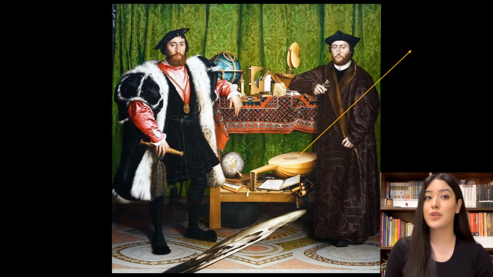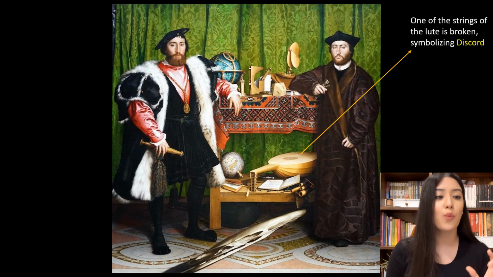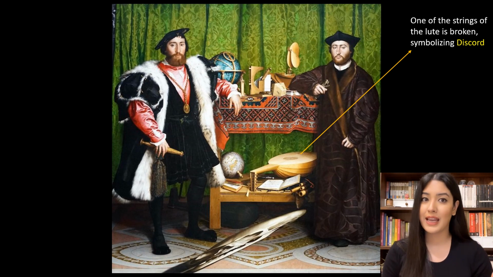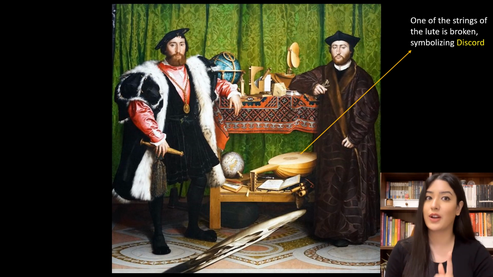Okay, so now we'll focus on that musical instrument, okay? And the name of the instrument is a lute. So one of the strings, if you observe closely, one of the strings of the lute is broken, symbolizing discord. Discord would mean disagreement. Now, those of you who have watched my Age of Elizabeth video, you would know what this disagreement and discord hints at. It is, of course, hinting at the disagreements between the Protestants and the Catholics during the time.